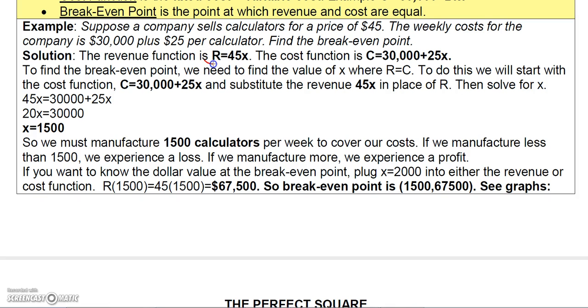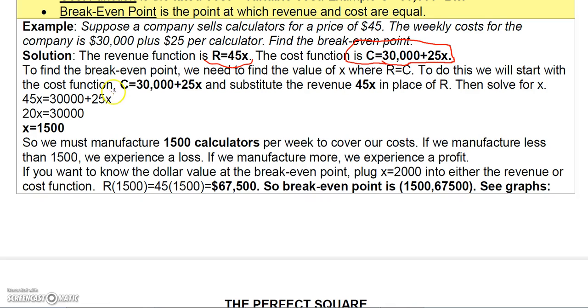Since we sell the calculators for $45 each, the revenue would be 45x. For the cost function, the fixed cost is $30,000 regardless of the number of calculators we produce, and then there's a variable cost of $25x, so that's $25 per calculator. So the total cost will be $30,000 plus $25 times x.